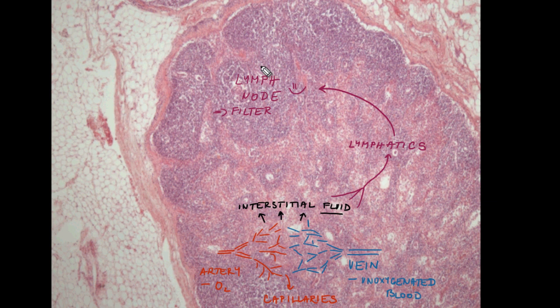Lymph that is transferred into the lymphatic vessels has to be filtered through at least one of the lymph nodes before it can be returned into the blood circulation.